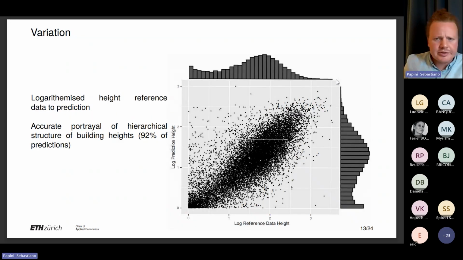But then there's also good news. If we actually look at this, here it's also a logarithm. So we have on the x-axis the reference data height, and on the y-axis the prediction. We clearly see how it's actually not exactly the 45-degree line. It's a bit below, but we have a striking regression, right? So it seems that we actually get the relative height quite well. So we predict high buildings high and low buildings low. It's just that they're systematically too low.